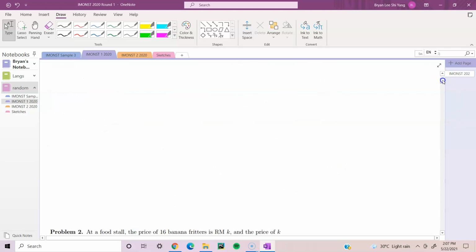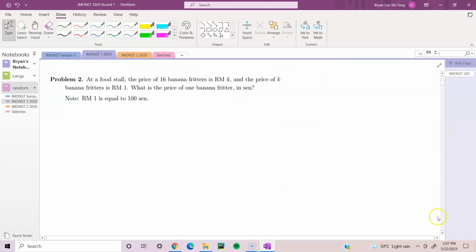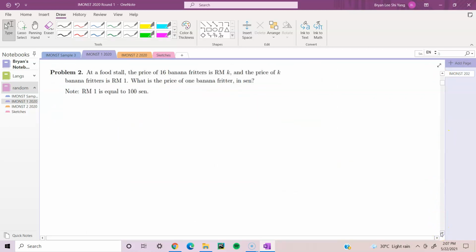Now let's move on to problem 2. It's also very easy. At a food stall, the price of 16 banana fritters is Rm k, and the price of k banana fritters is Rm1. So what is the price of one banana fritter in cent?